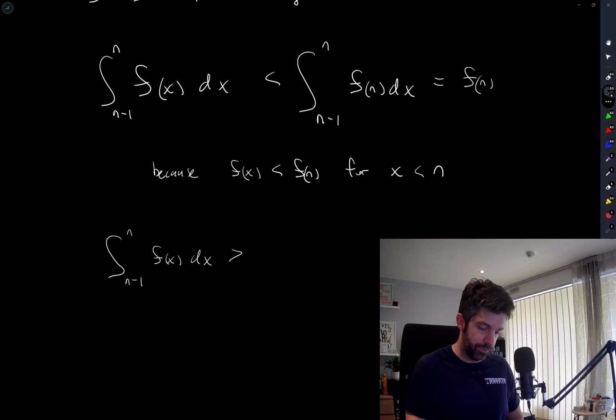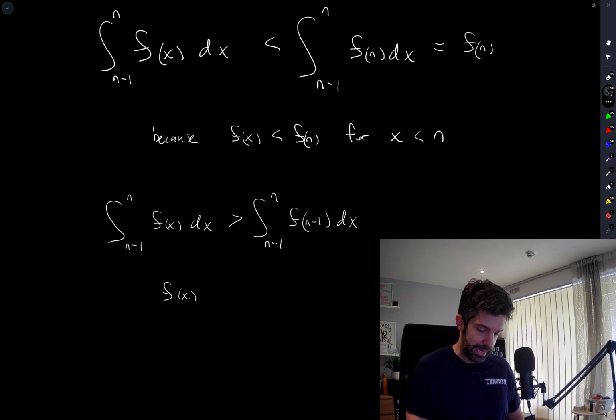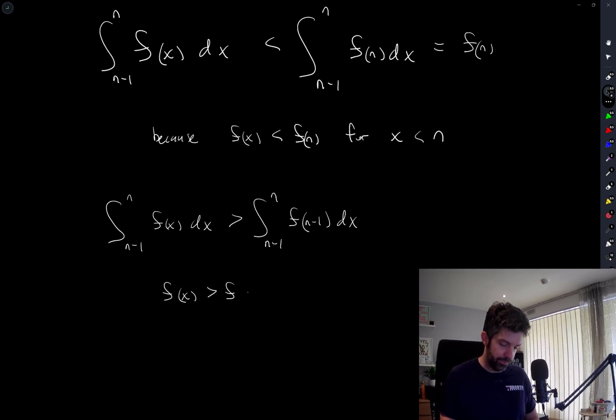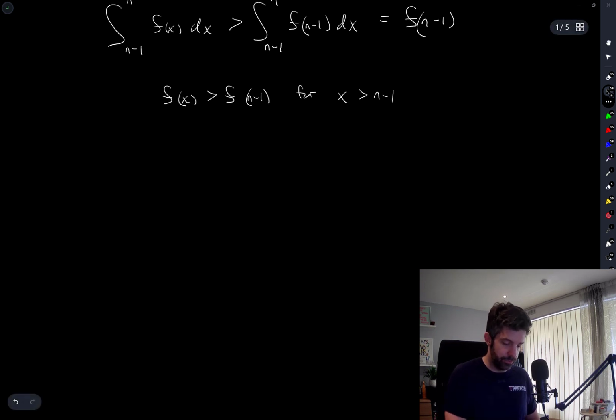Again, if I replace f of x with f of n minus 1, this is because f of x is strictly greater than f of n minus 1 for x greater than n minus 1. And again, it's an integral of a function which is constant, and the length of the interval of integration is 1. So this is just equal to f of n minus 1. And so if we combine these, we get exactly the statement that we're asked about.